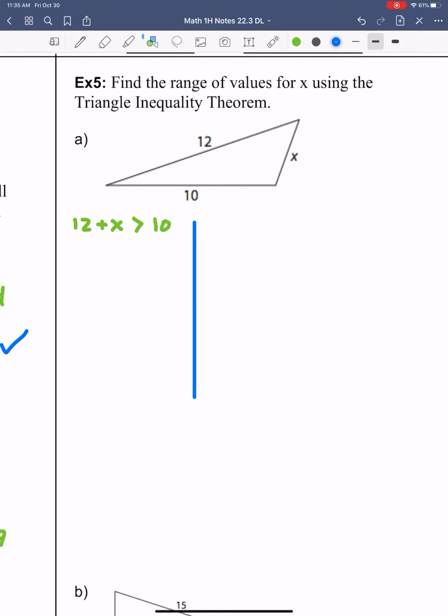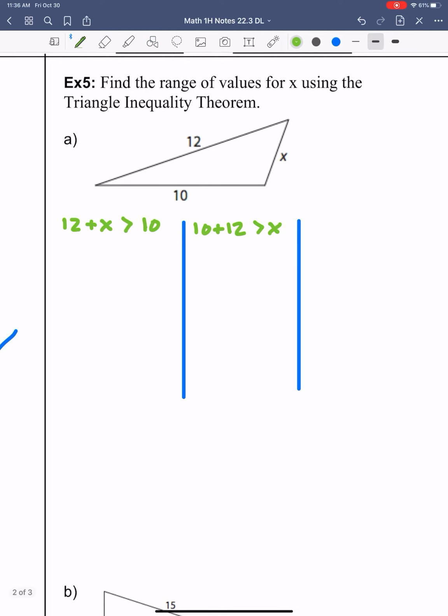All right. And then if I take, let's see, 10 plus 12 has to be greater than x. That's the other option. Okay, and then lastly here, the remaining combination would be 10 plus x has to be greater than 12. Okay, so those are the three scenarios, right? Two of the sides got to be greater than the remaining side.